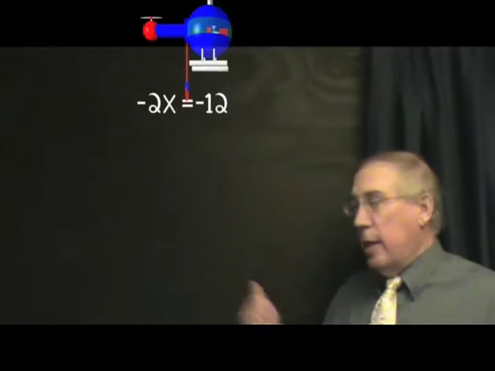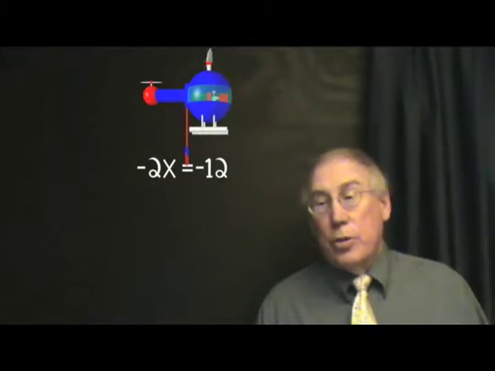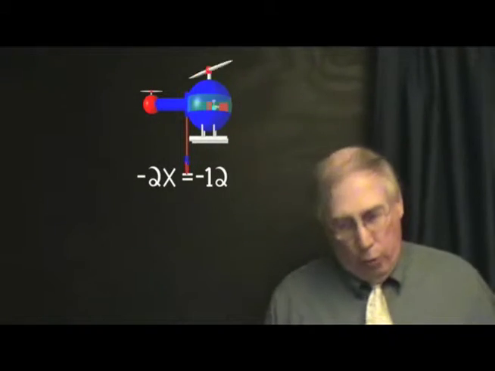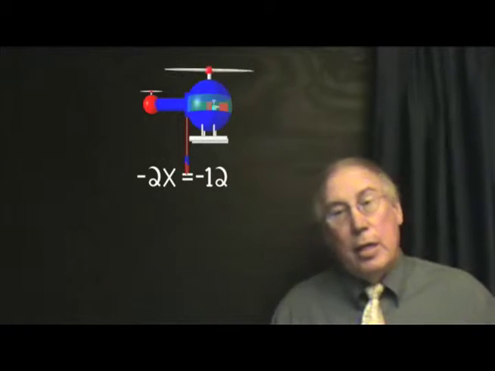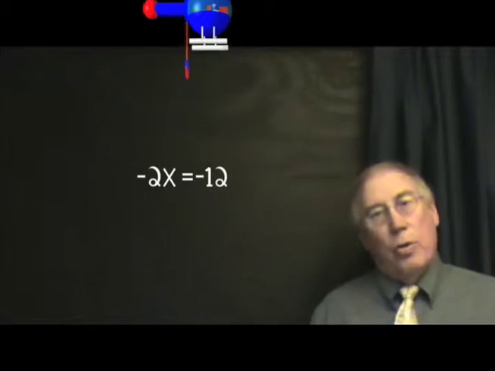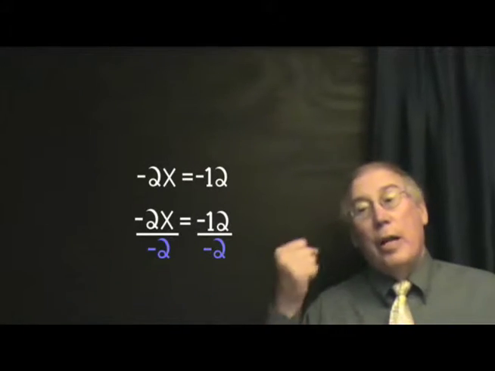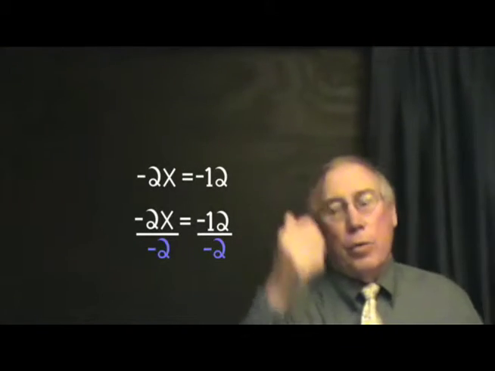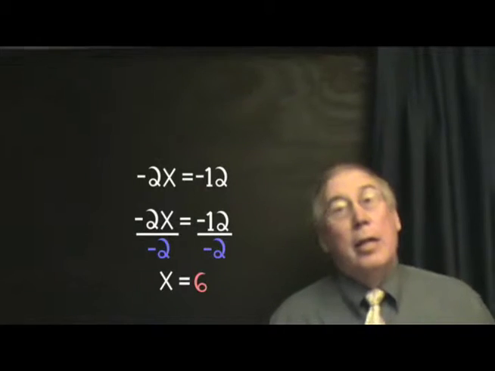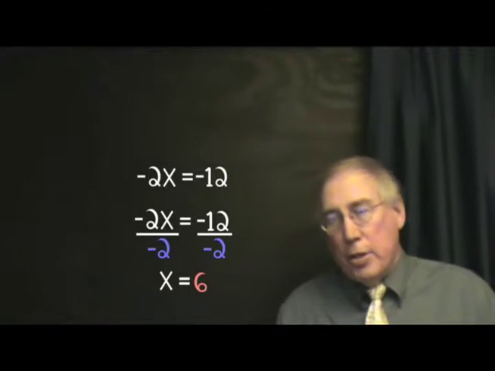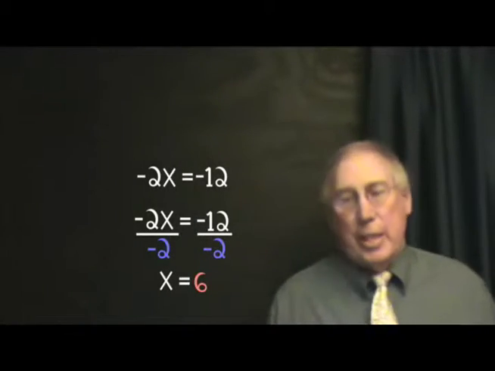Here we go. Negative 2x equals negative 12. The coefficient of x is negative 2. Divide that into both sides. That will leave an x on the left hand side, and on the right hand side we've got negative 2 into negative 12. A negative into a negative. The signs are the same, so you get a positive outcome. So x equals 6.